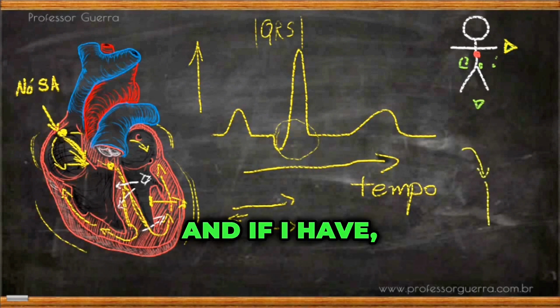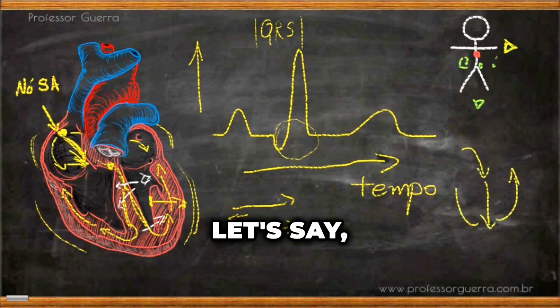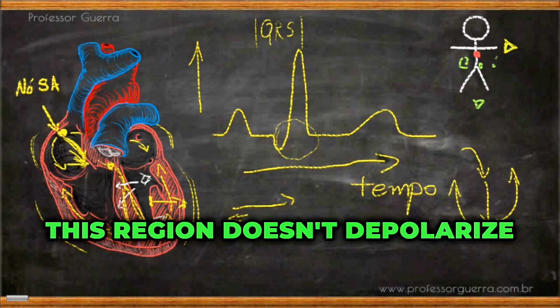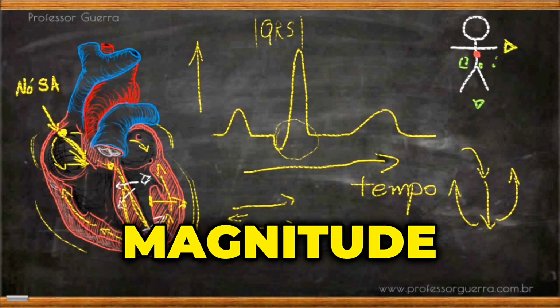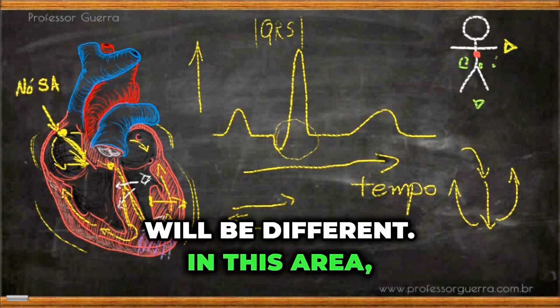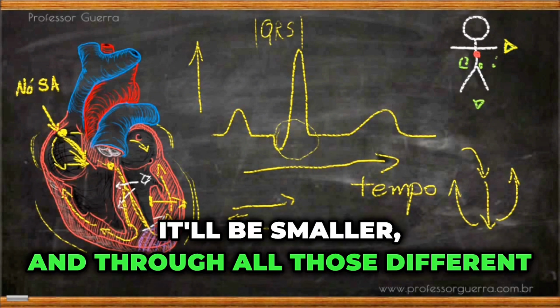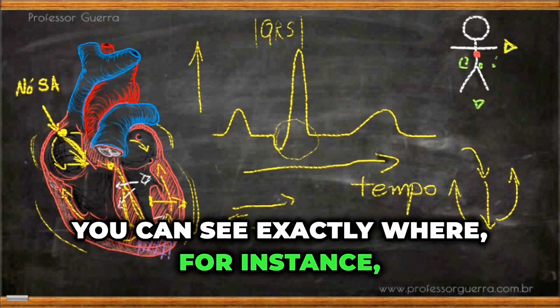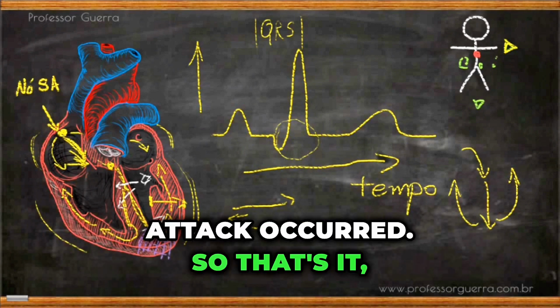And if I have, for example, let's say a necrosis in an area, a heart attack or something like that, this region doesn't depolarize and the vector intensity will be different. In this area it'll be smaller, and through all those different viewpoints you can see exactly where, for instance, a heart attack occurred.